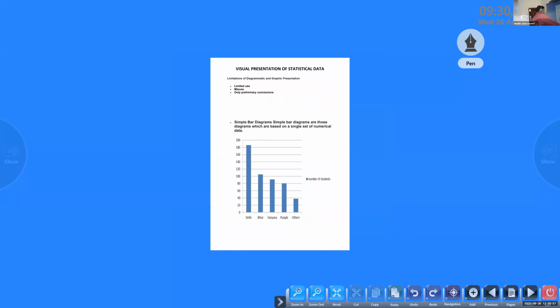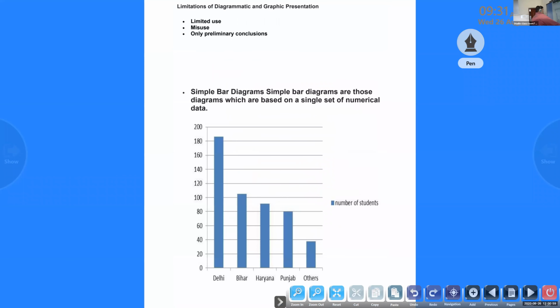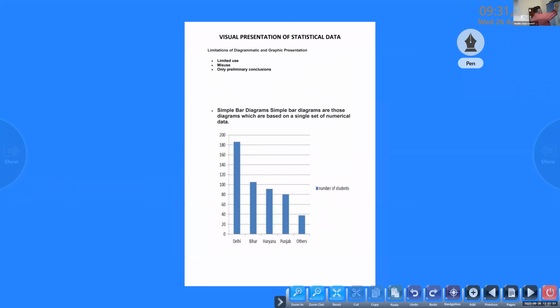So, moving forward with the demerits of visual presentation of data. Basically, three are there. The first is limited use. We already learned in the beginning of the chapter about the textual presentation of data. In textual presentation, we are able to understand each and every aspect of an incident, right? But the limitation is in graphical presentation. It is not descriptive. No graphs or diagrams are descriptive.